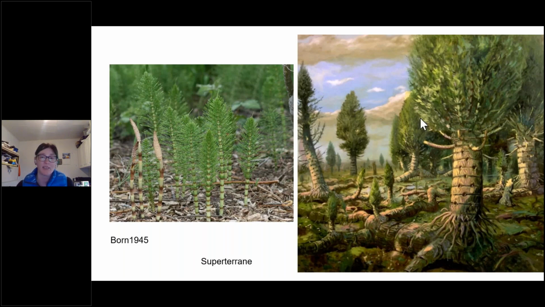Again, today we still have some limited numbers of these groups left. So if you look on your left-hand side, that's a current picture of a horsetail. You might also know it as a scouring rush. These types of groups produced trees back in the Devonian.